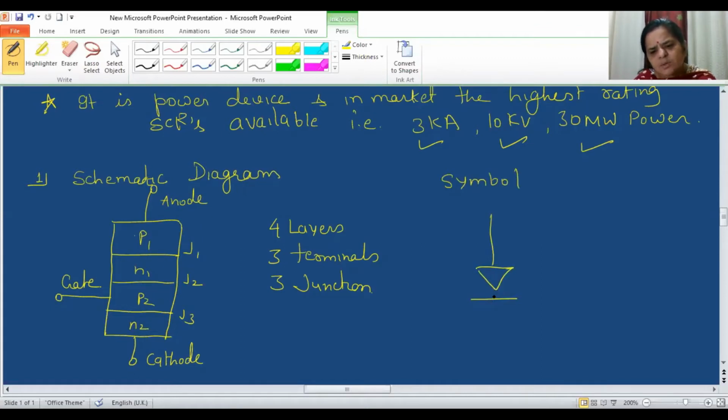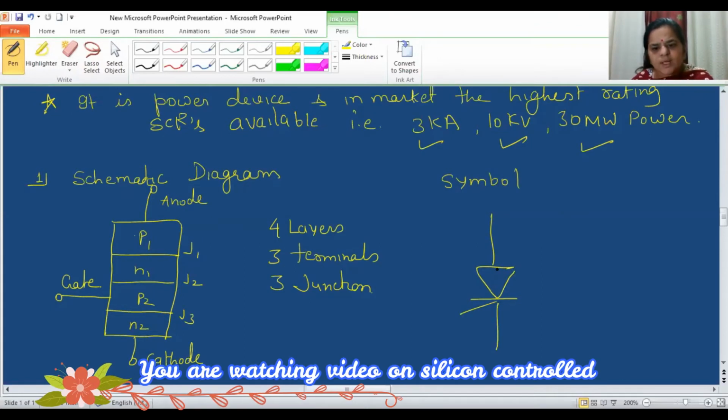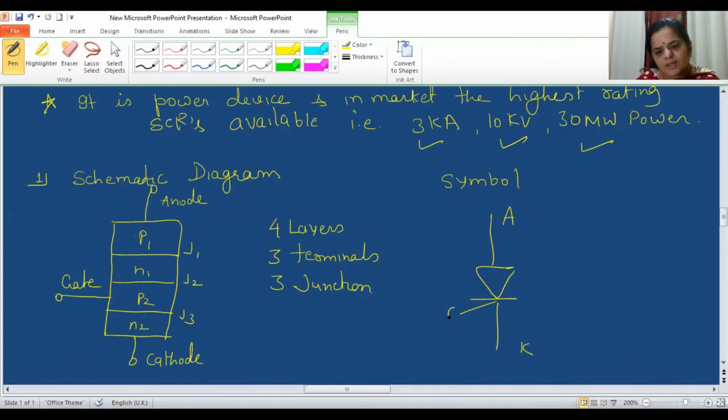Now if I talk about its symbol, it is like this. It is similar to a diode, and there is one more inclined line. This is the anode, this is the cathode and this one is the gate. So this is the symbol for the SCR.